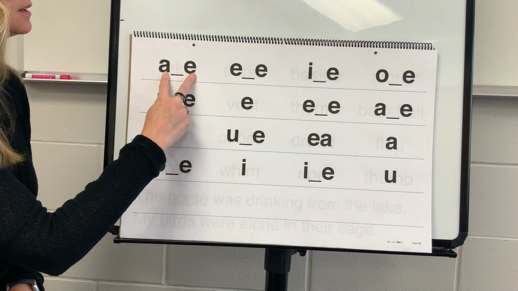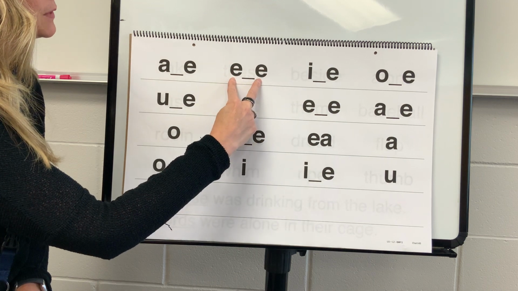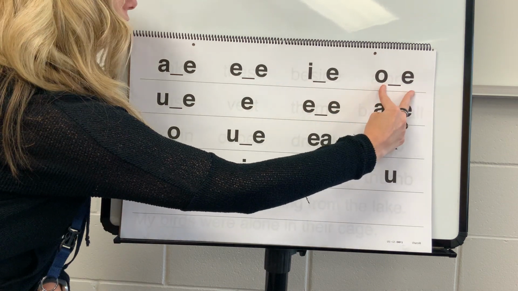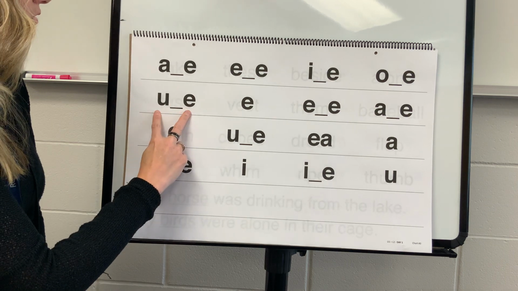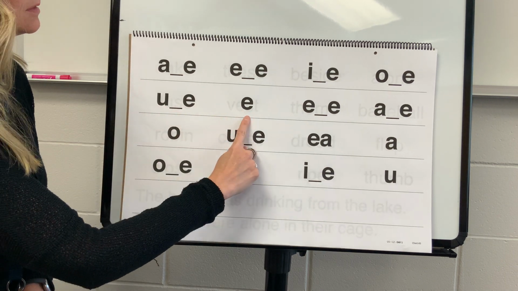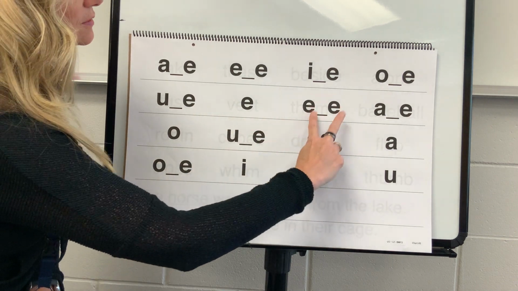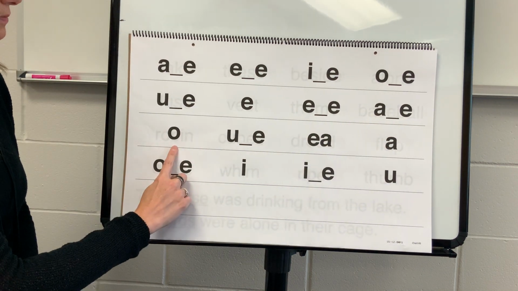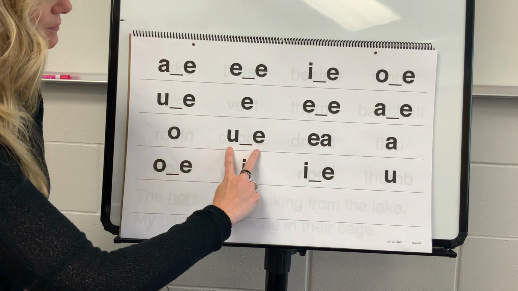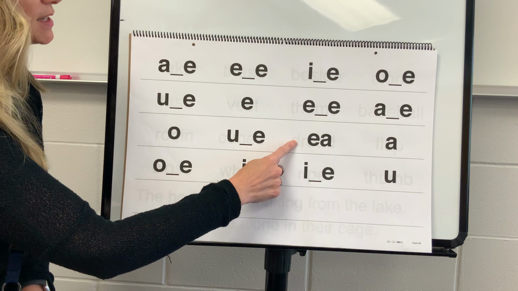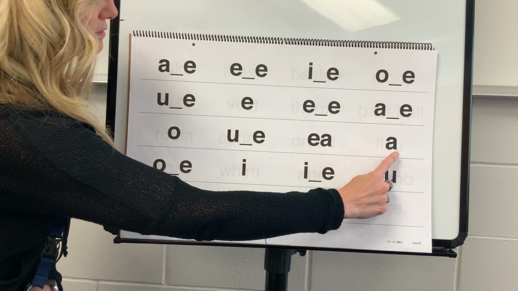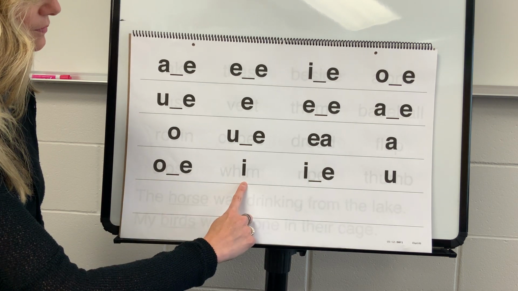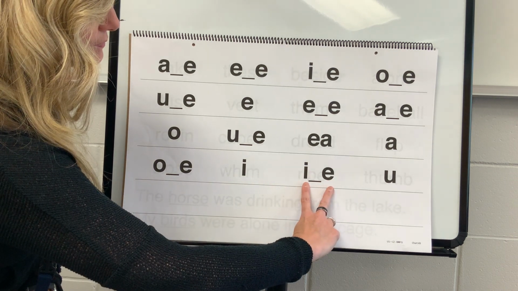Sound? A. Yes, A. Sound? E. Yes, E. Sound? I. Yes, I. Sound? O. Yes, O. Sound? U. Yes, U. Sound? E. Sound? E. Sound? A. Sound? A. Sound? U. This is the short sound. Sound? E. Sound? A. Sound? O. Sound? I. Sound? I.